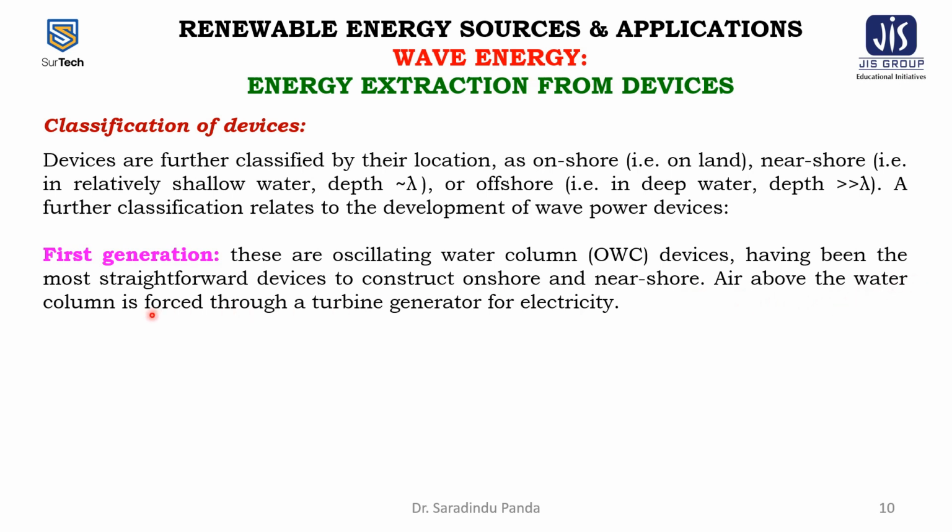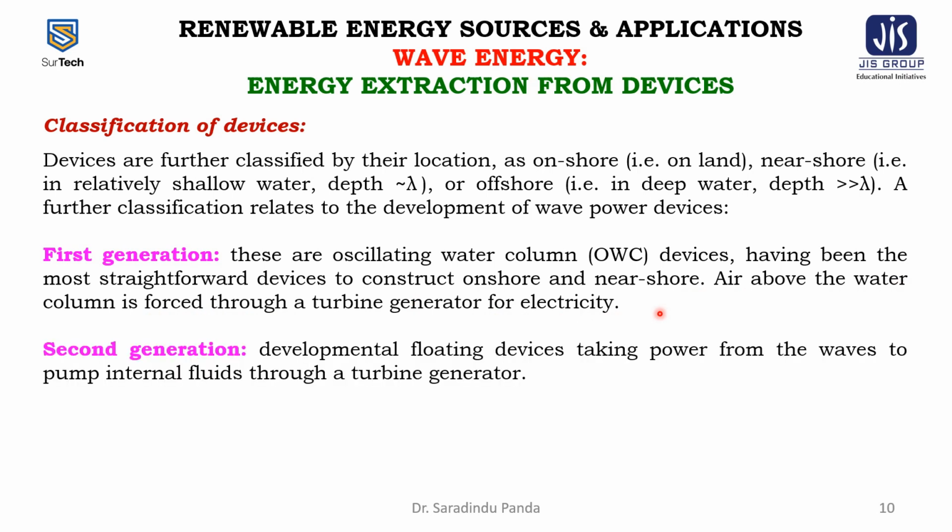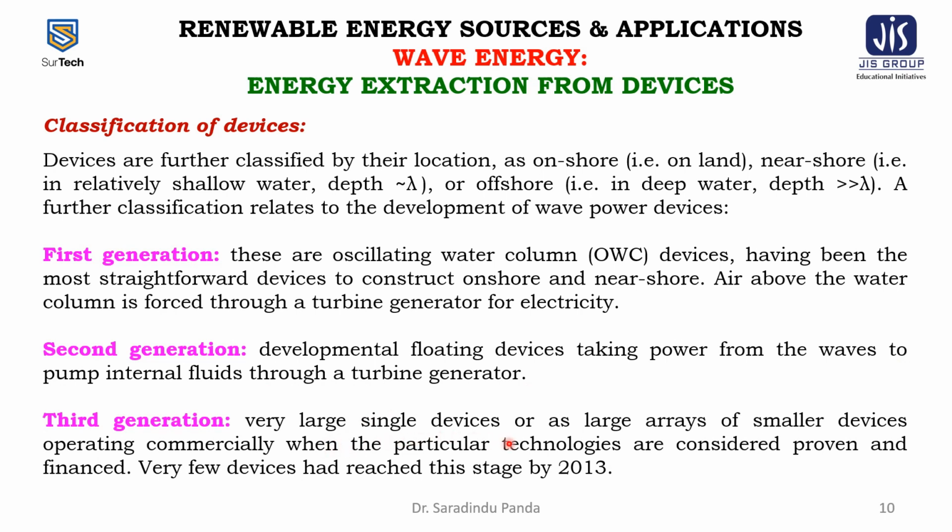Air above the water column is forced through a turbine generator for electricity. The second generation type of devices are developmental floating devices, taking power from the waves to pump internal fluids through a turbine generator. The third generation is very large single devices or large arrays of smaller devices operating commercially when the particular technologies are considered proven and financed. Very few devices had reached this stage by 2013.